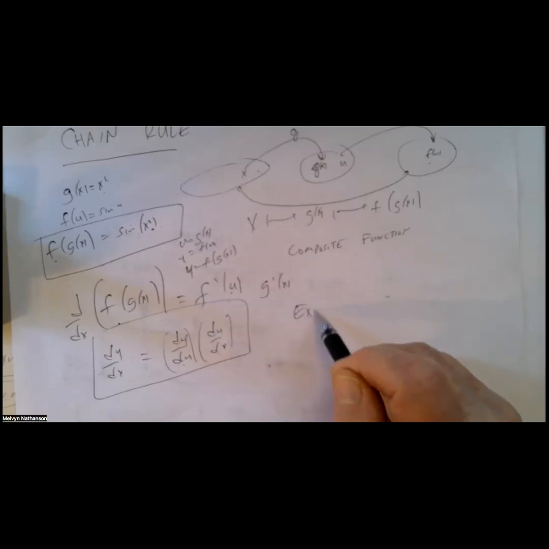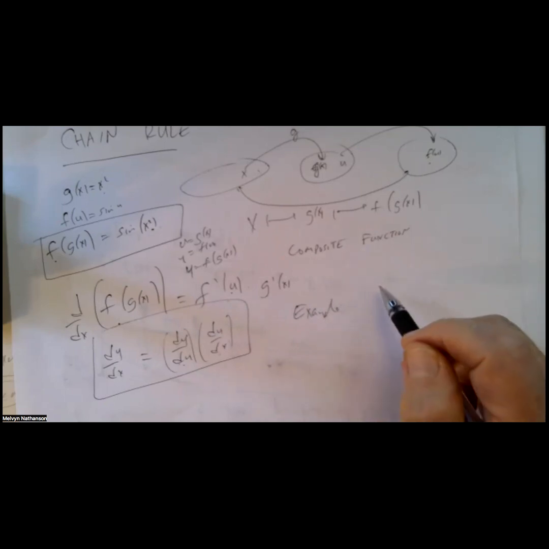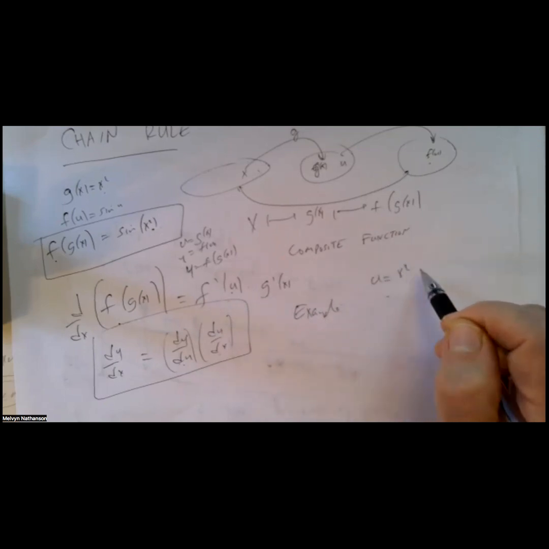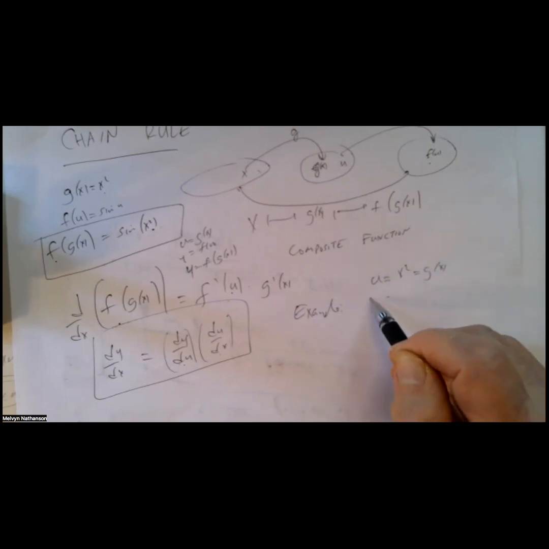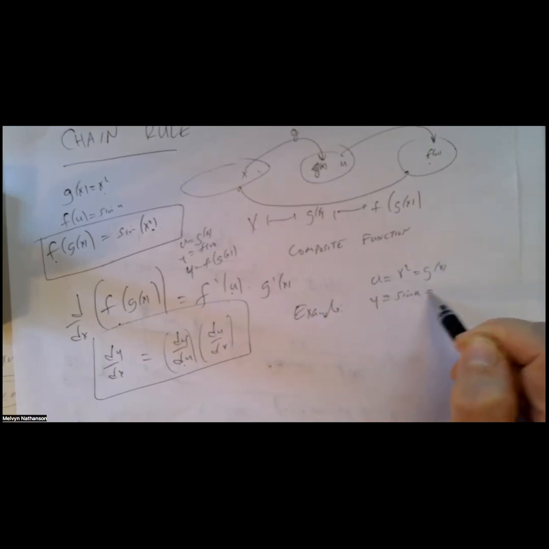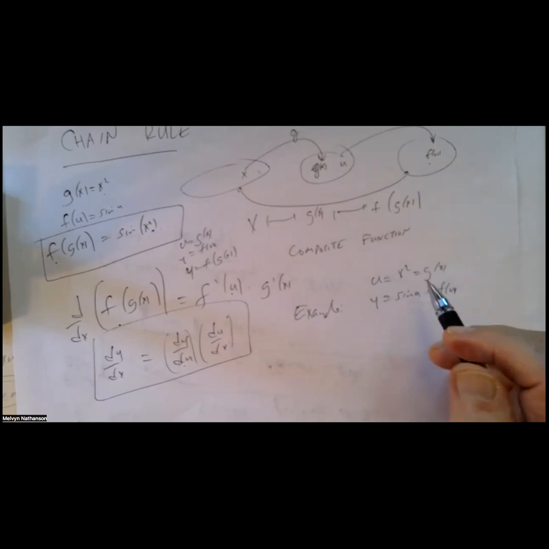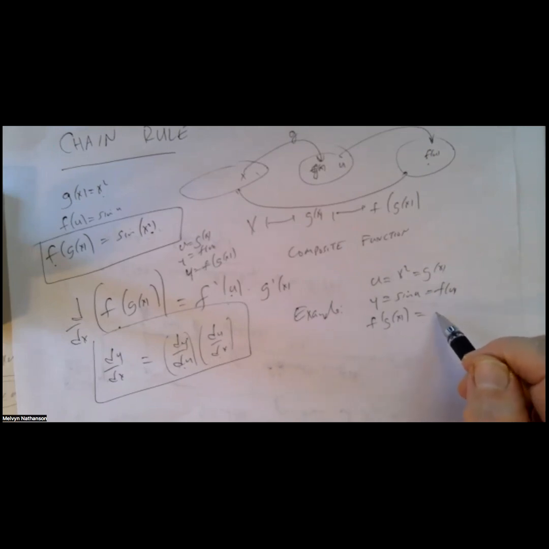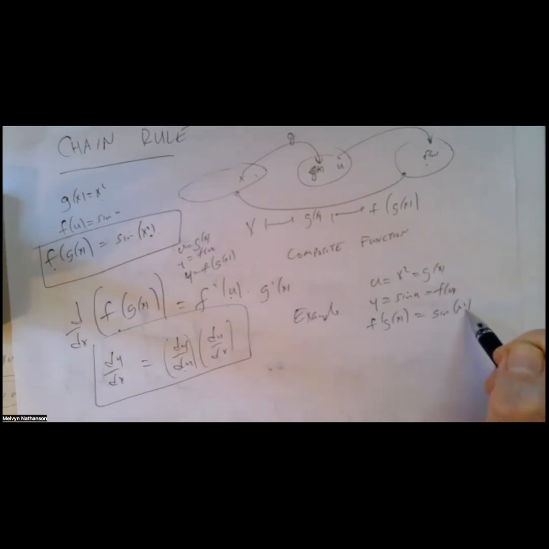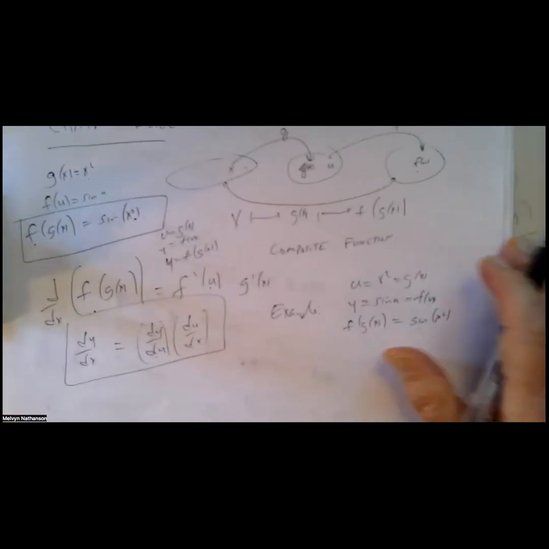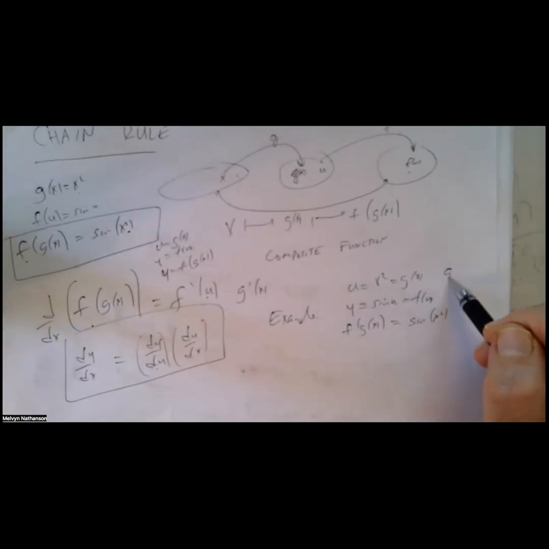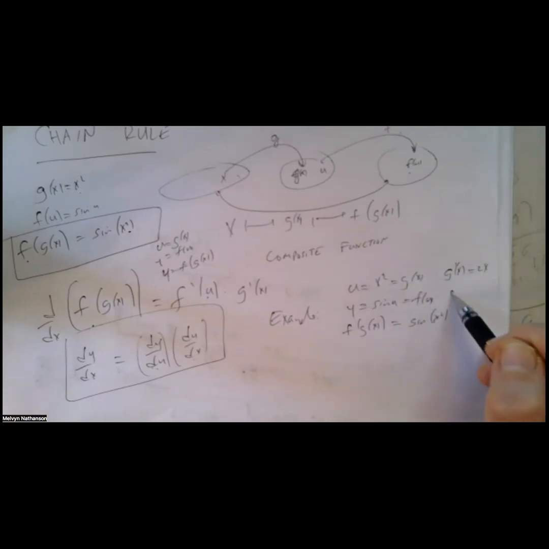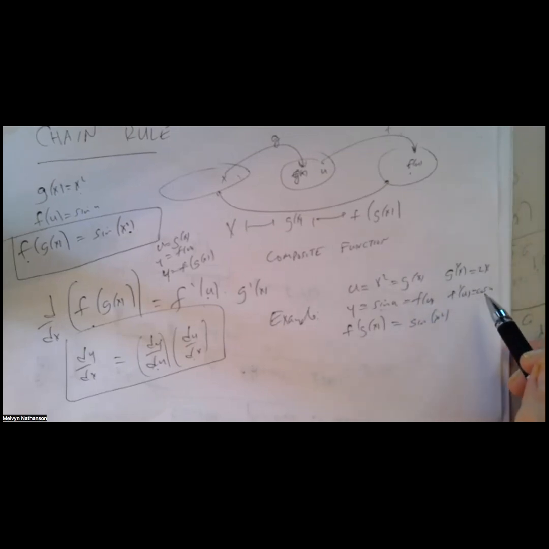So let's apply this to the composite function, the one we just started with. Say u is x squared. That's my function g of x. Y is the sine of u. That's my function f of u. And f composed with g of x is equal to the sine of x squared. Now we know these derivatives. G prime of x, the derivative of x squared, is 2x. F prime of u, the derivative of the sine of u, is the cosine of u.